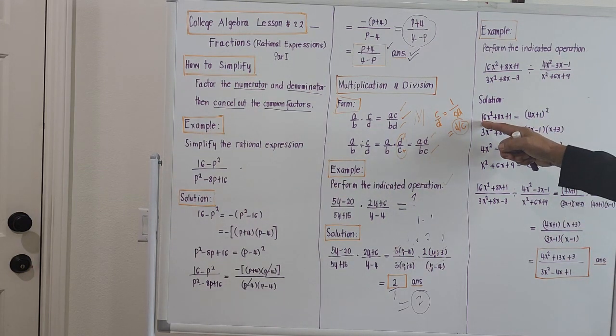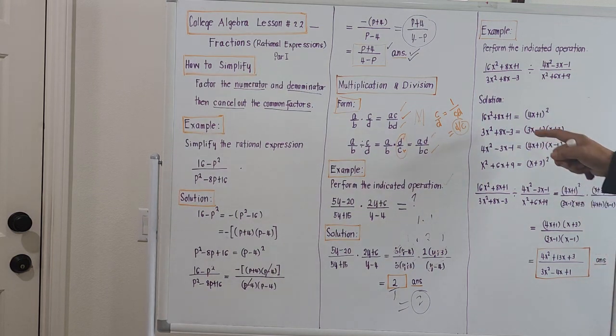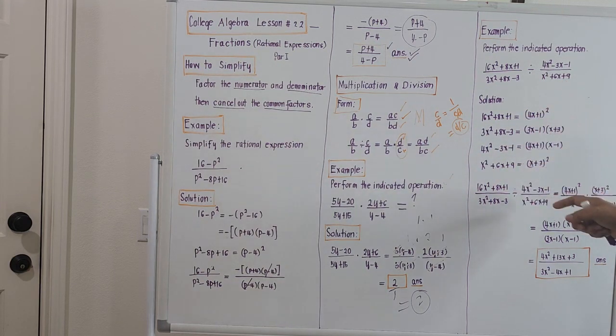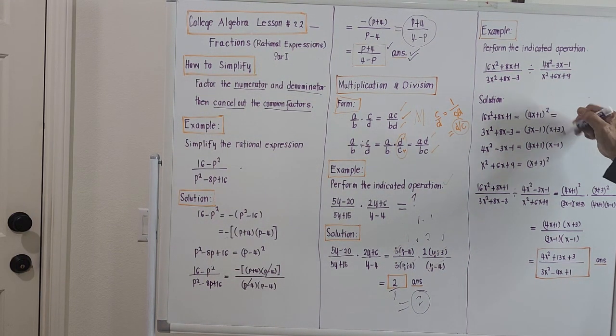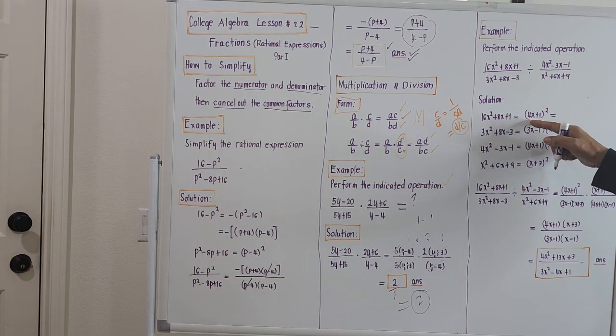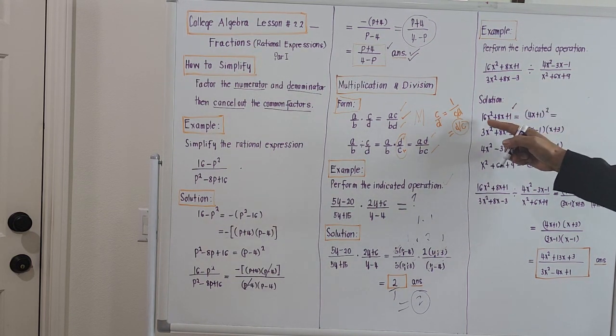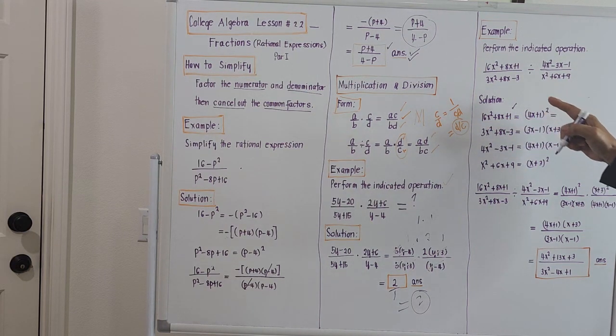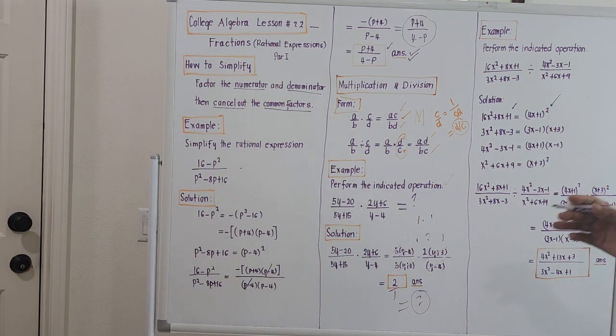So we'll go with 16x squared plus 8x plus 1. This is an expanded form, and this expanded form is the square of the binomial, the quantity 4x plus 1 squared. Because if we expand this, 4x quantity squared will be 16x squared. The middle term will be 4x times 1 times 2, that will be 8x. And the last part will be 1 quantity squared, which is 1. So this 16x squared plus 8x plus 1 is equivalent to the square of the binomial 4x plus 1. A binomial is an expression that contains two terms.